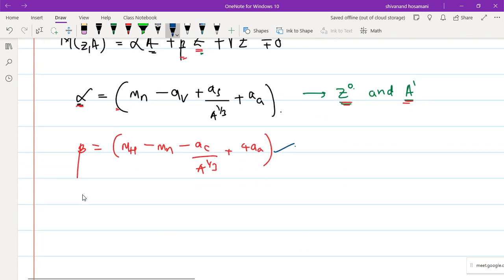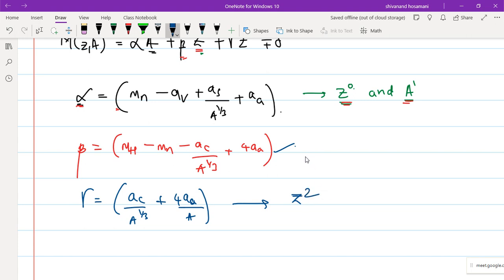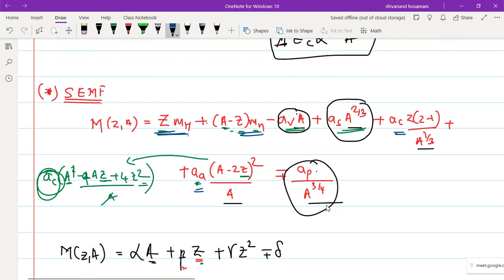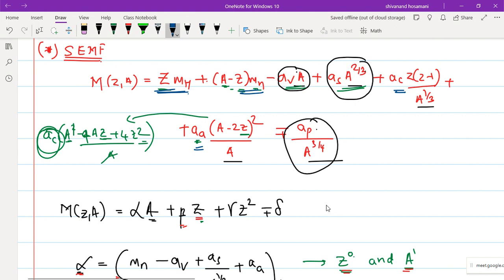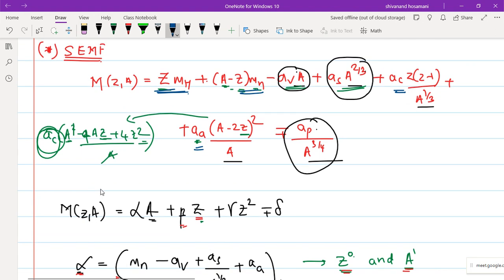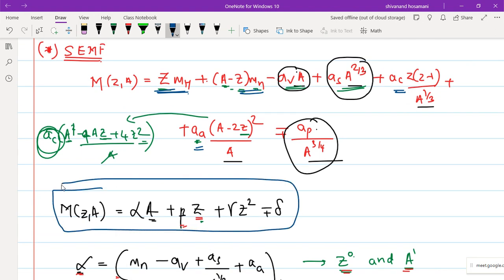And if you look at the Z square dependency, that gamma becomes here, that is AC divided by A to the power of 1 by 3 minus 4AA plus 4AA divided by A, where this depends on Z square. Here this is the coefficient of Z power 1. This is the Z square coefficient. Then if you look at this delta, delta is actually the pairing energy term, so delta becomes AP divided by A to the power of 3 by 4. If you just look at the expression which depends on Z, then we get this expression.